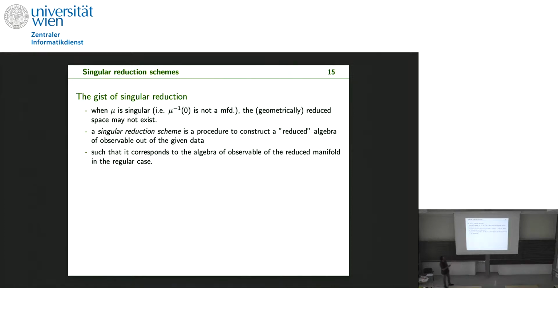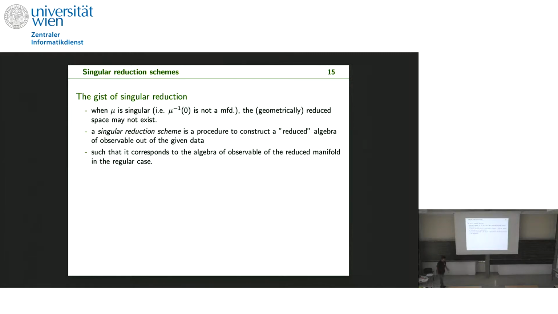So in that case, the geometrically reduced space may not exist, because I want to recall that the Marsden-Weinstein reduction gives you a symplectic manifold. So when the reduced symplectic manifold does not exist, it makes sense to ask ourselves if one can construct a reduced algebra of observables out of the given data.